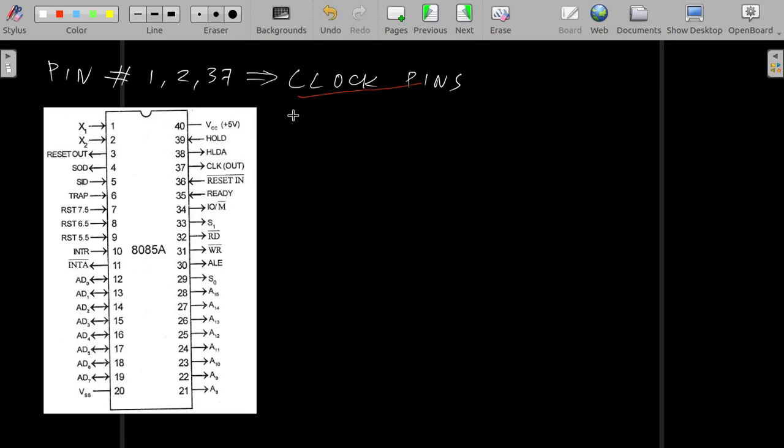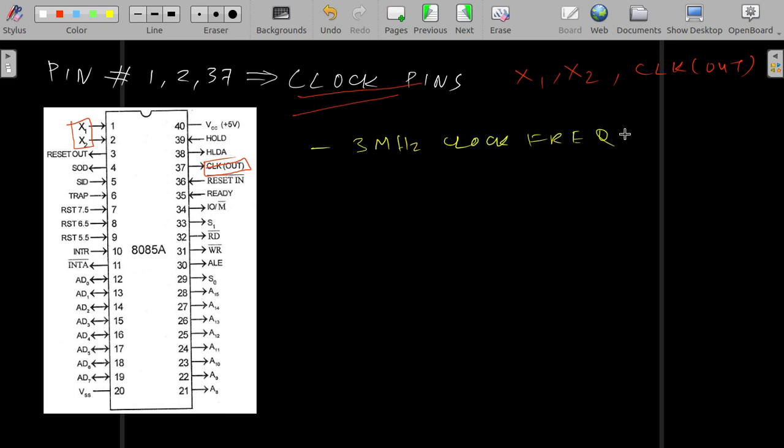Here are the clock pins. First of all, the pins number 1 and 2, that is X1 and X2. Also there is number 37, that is clock out. So X1, X2 and clock out. I hope you remember that initially I had mentioned that this processor works with a 3 megahertz clock, or clock frequency. What does that mean?